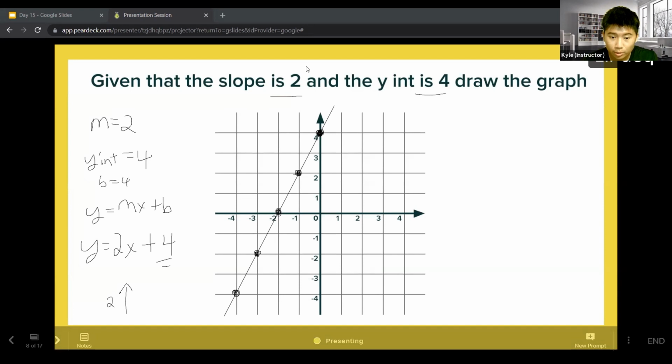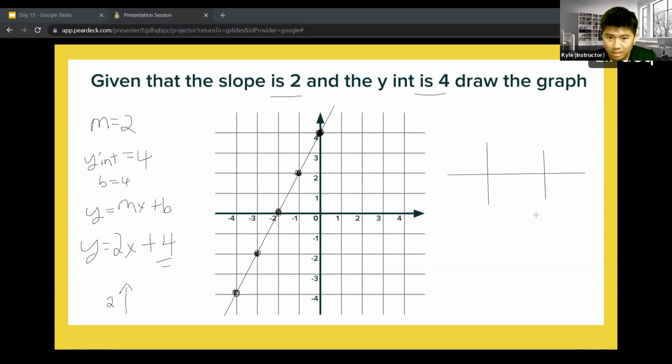And again, you can always also do the table as well. If you aren't sure whether the numbers you plug in are correct, you can always plug in values. So say I want to figure out, let's say 1. If I plug in 1 into this equation, I get 6. And you guys can see that this makes sense because the point would be right here, and 5, 6, would be there.